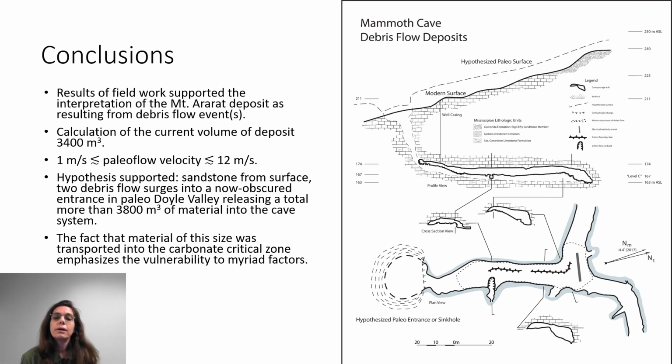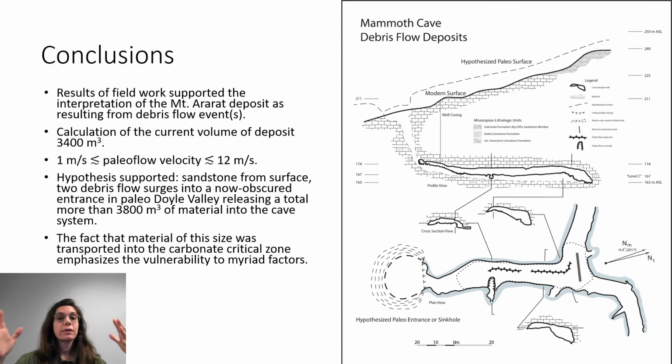So, in conclusion, the results of this field work supported our interpretation of Mount Ararat as having resulted from a debris flow event or events. It would have been a minimum of 2 surges creating this pile. We calculated the modern day volume of this deposit at 3,400 cubic meters and calculated paleovelocities in this passage of happening in the range of 1 to 12 meters per second. Our initial hypothesis was supported.